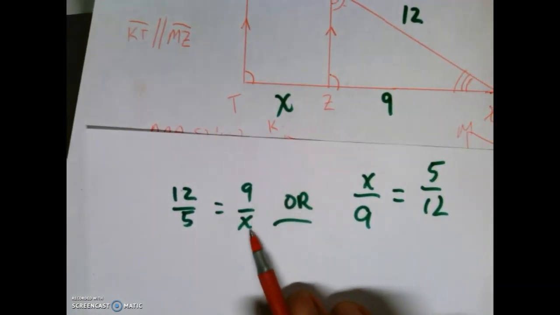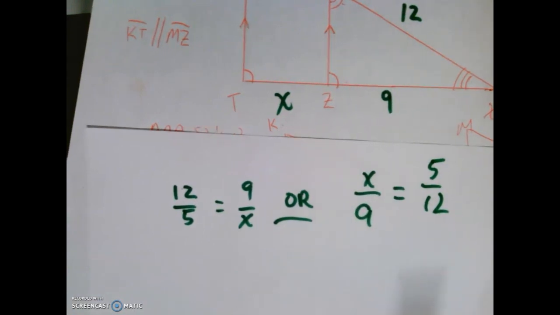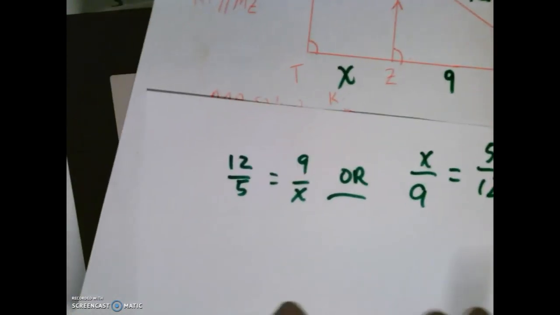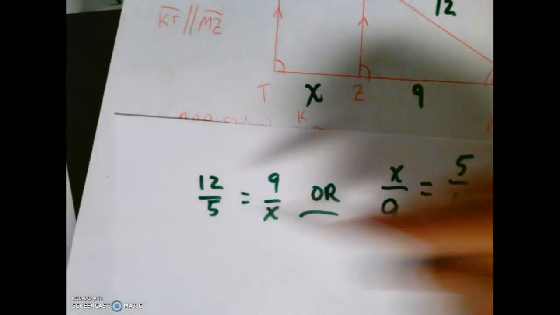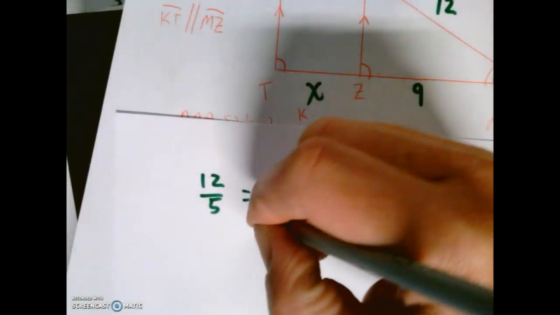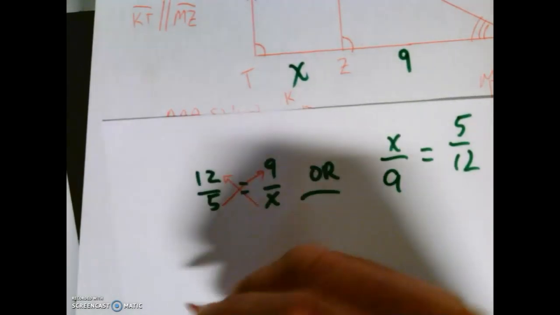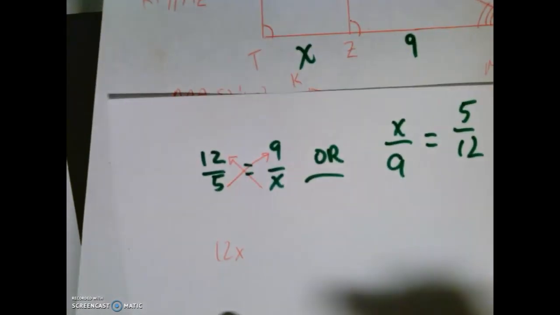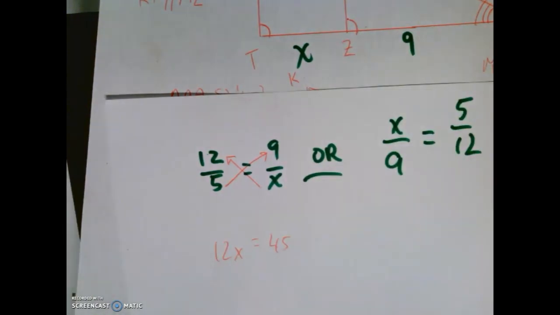Now, some people don't like the x in the bottom. Some people prefer to have x on top. It works out exactly the same in the end. So, the whole point of this is proportionality is the one time when you get to use cross multiplication. If a fraction equals a fraction, there's a rule that says the cross products are equal. x times 12 will be 12x, and 5 times 9 is 45. I'm going to switch pens here.